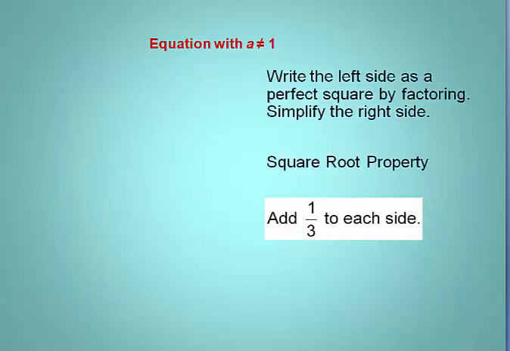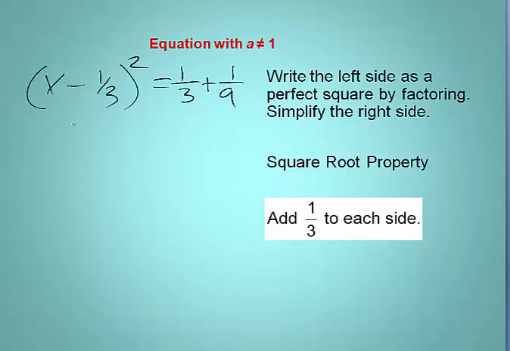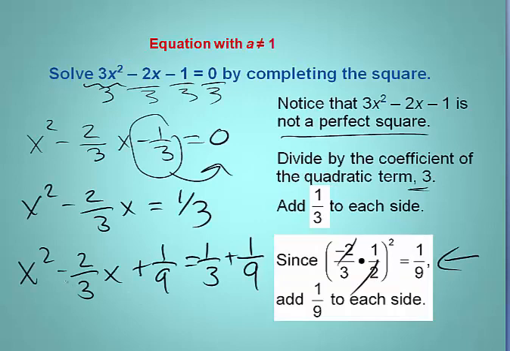Then we want to factor the left-hand side. So when we factor the left-hand side, we end up getting x minus 1/3. The reason why it's a minus is because we have a negative sign on the b, and really we're just taking the square root of 1/9.